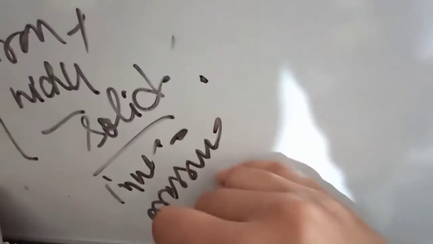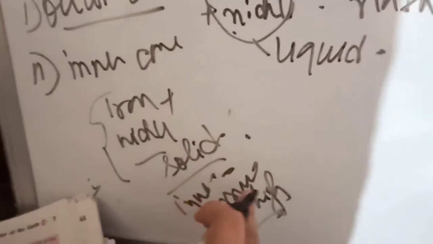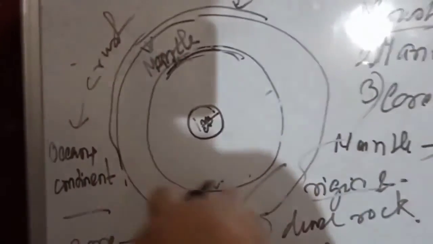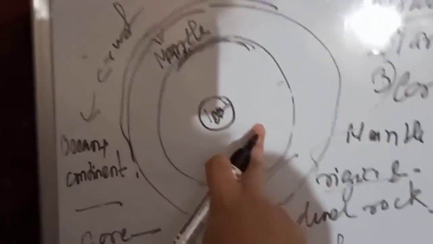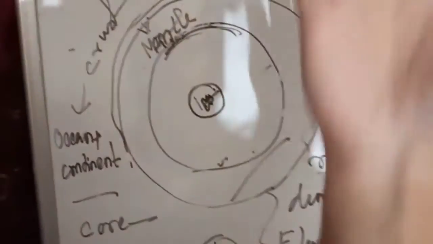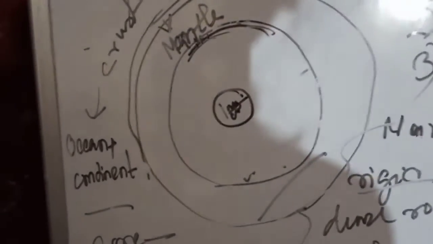In the inner core the pressure is very high. As a result, the inner core is solid in nature. So this is all about the three layers of the earth: the crust, mantle and core. I'm going to go into details about these three layers in the next video. This is basically an introductory video on the interior of the earth.